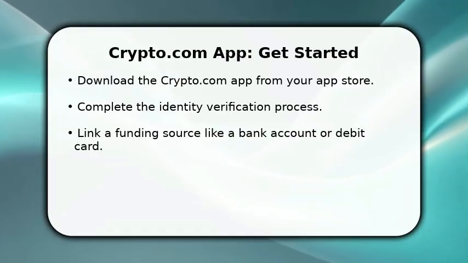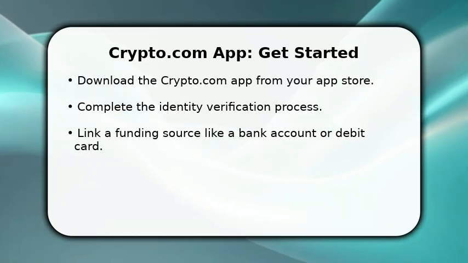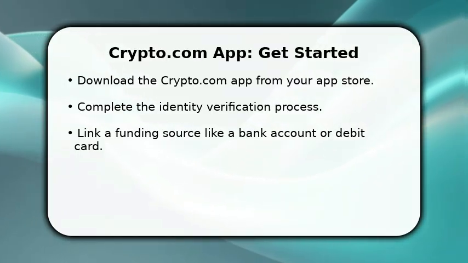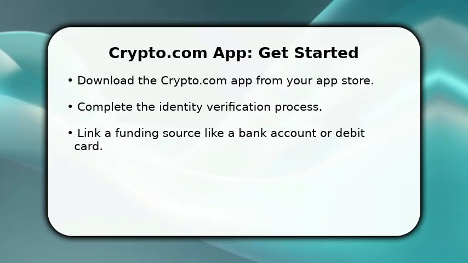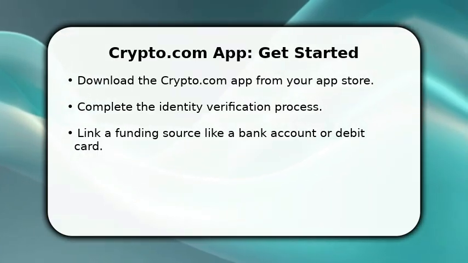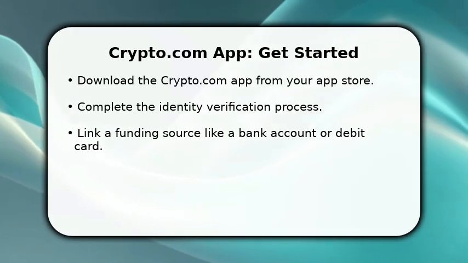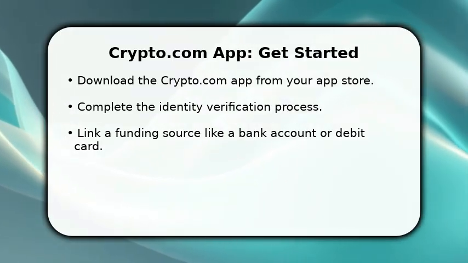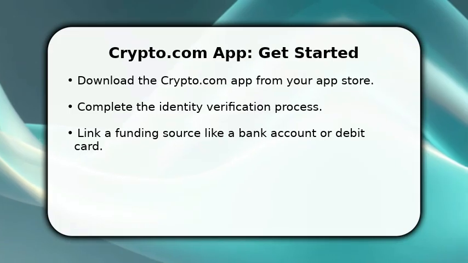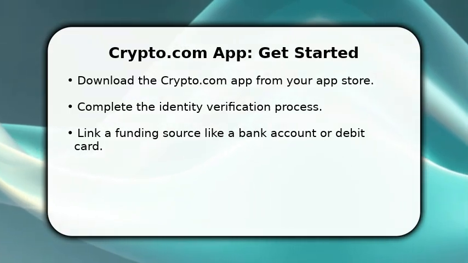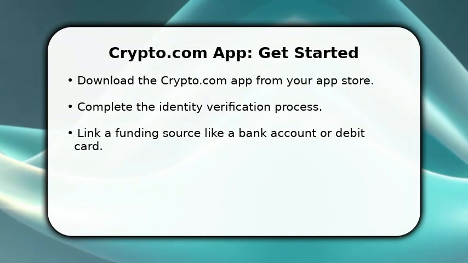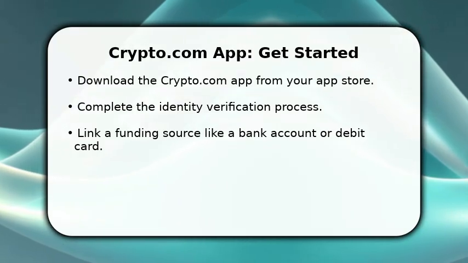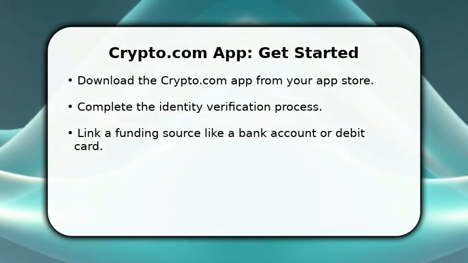In this video, I will show how to use the Crypto.com app. First, download the app from your device's app store. Next, you will need to complete a quick identity verification process, which typically takes only a few minutes. After that, link a funding source, such as a bank account or a debit card, to easily deposit funds and begin your crypto journey. This initial setup is straightforward and secure.